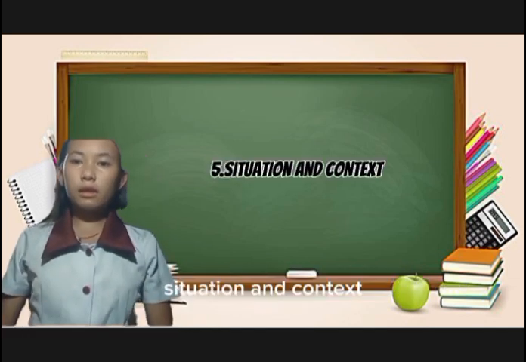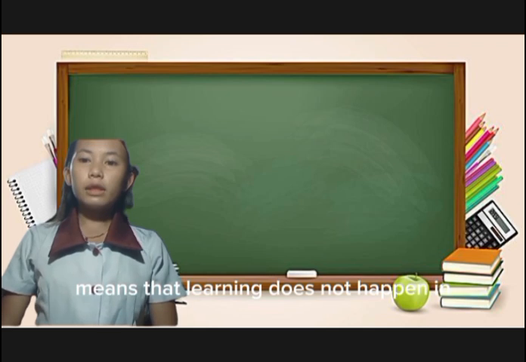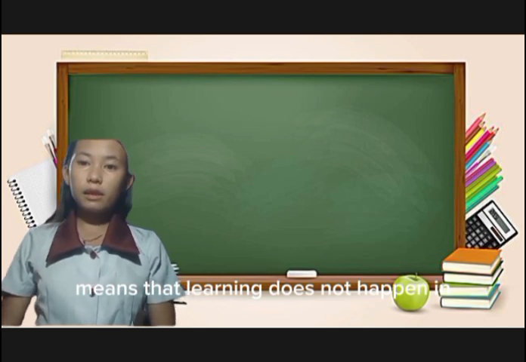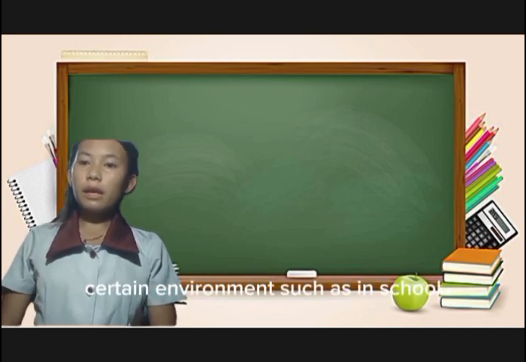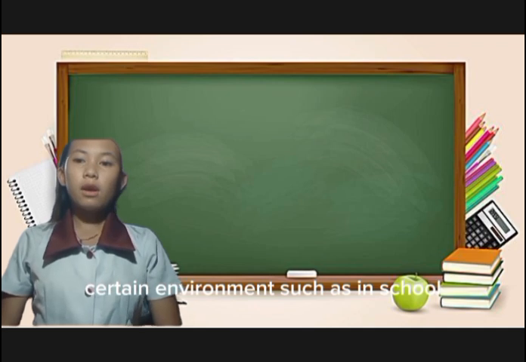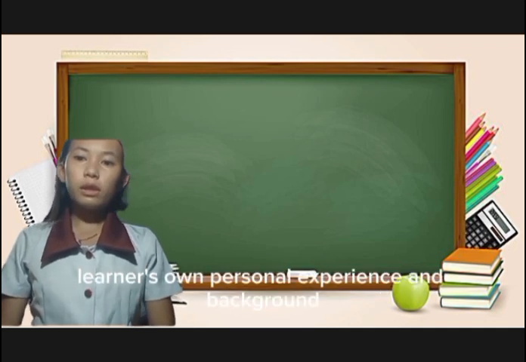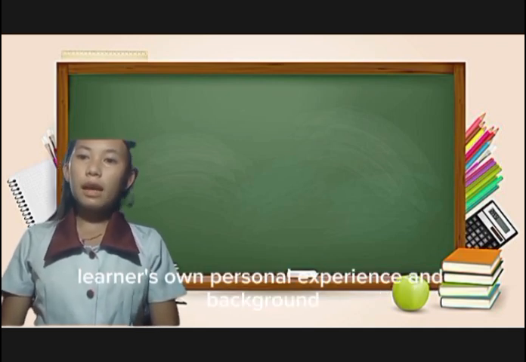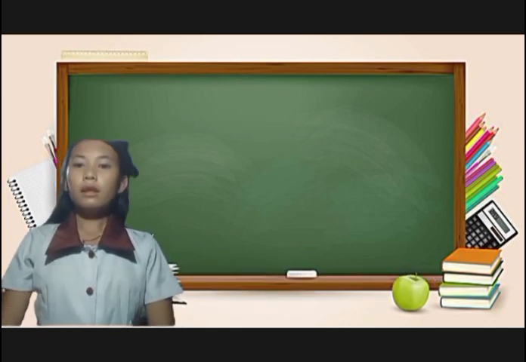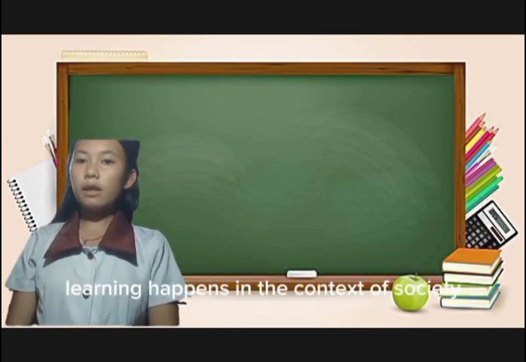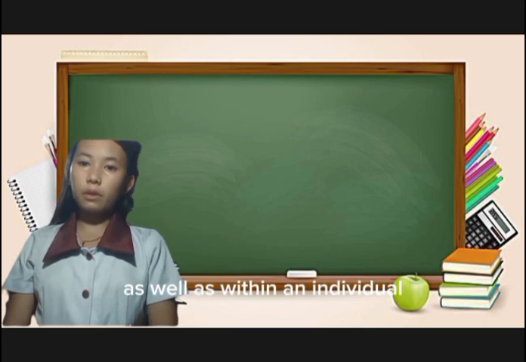Situation and context means that learning does not happen only in a certain environment such as in school or at home, but also in learners' own personal experience and background. Learning happens in the context of society as well as within an individual.